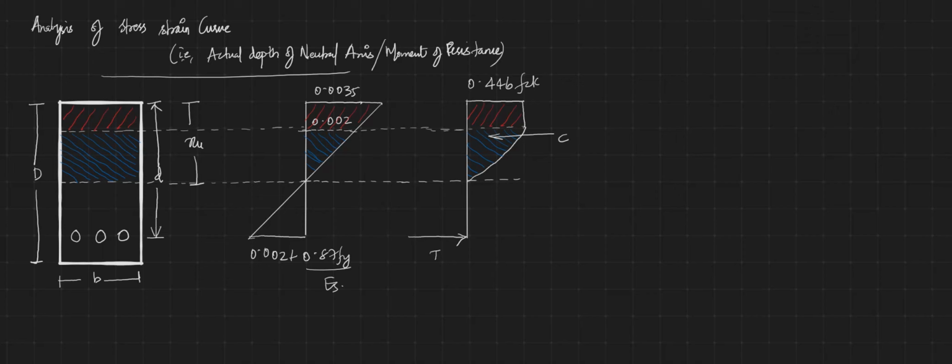I am going to name these points A, B, C, D, E. So considering the triangles ACD and ABE, I can write 0.0035 by 0.002 is equal to AC by AB, isn't it? That is, I could write AB is equal to AC.